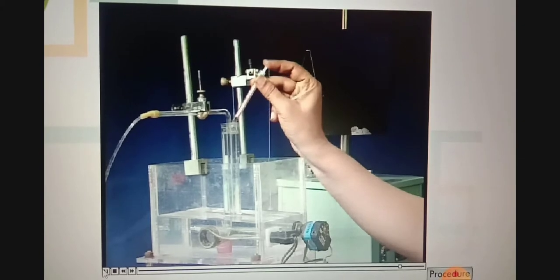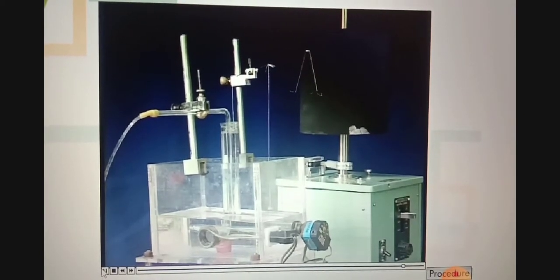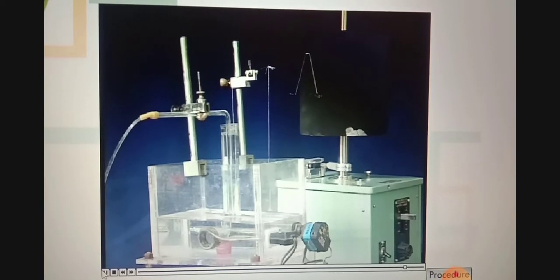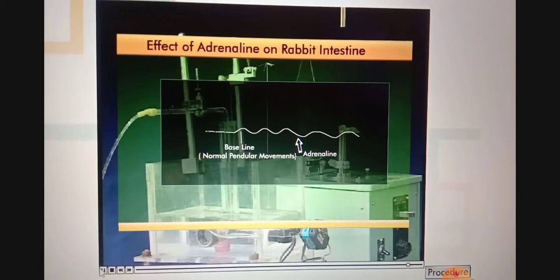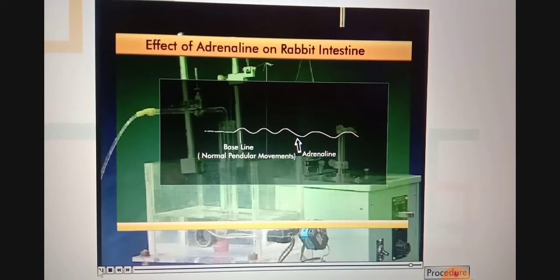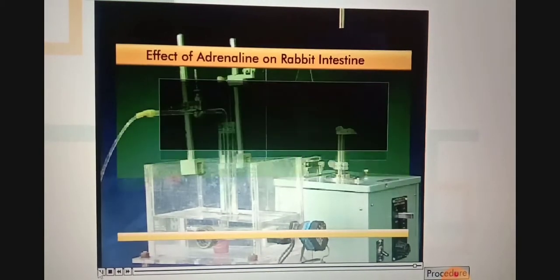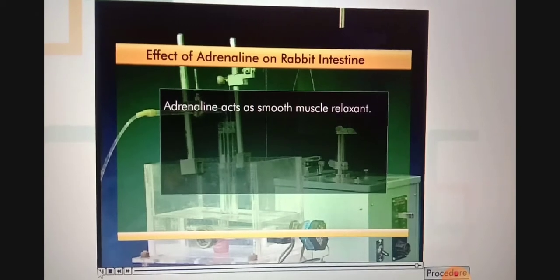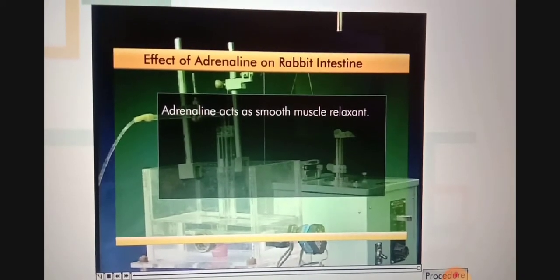Now inject 0.1 ml stock solution of adrenaline. Record the response. You will observe the preparation is now relaxed, evident from the reduced tone and force of contractility. Hence, one can say adrenaline acts as a smooth muscle relaxant.